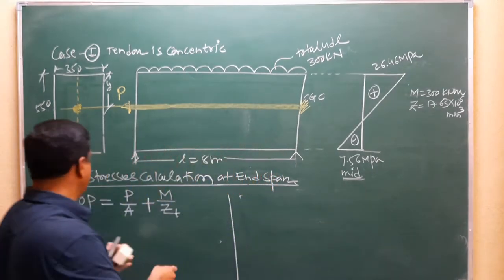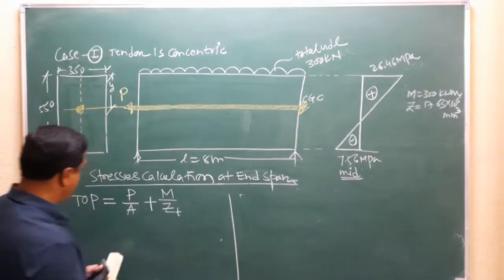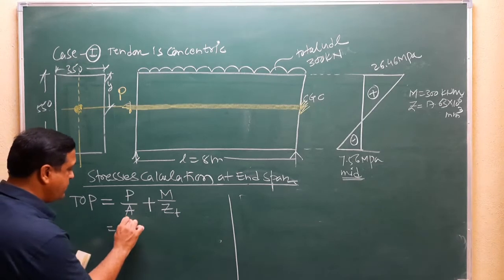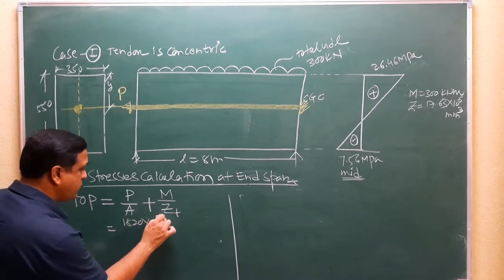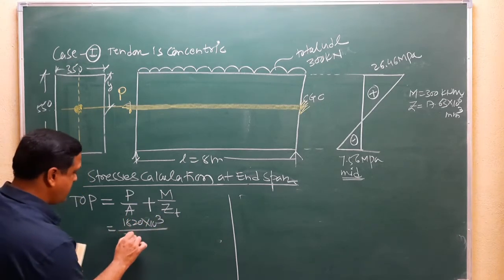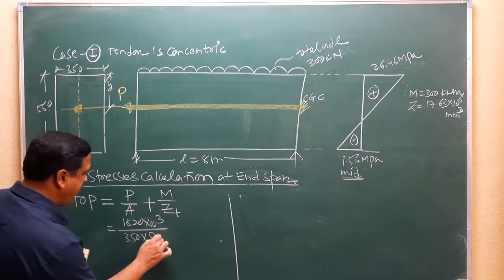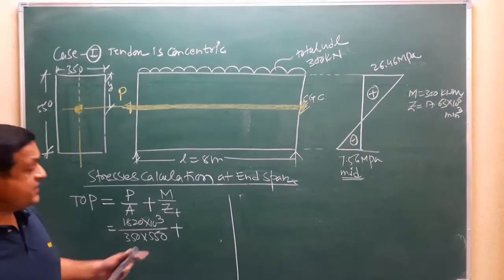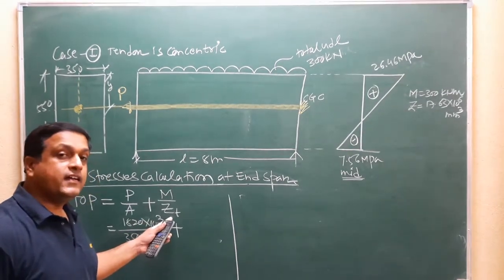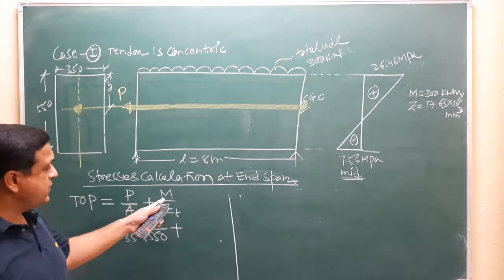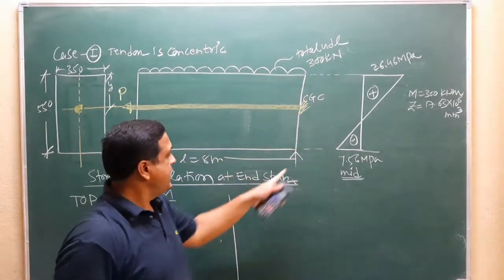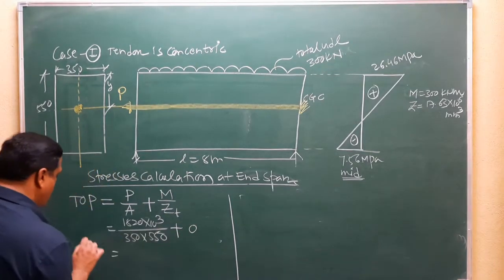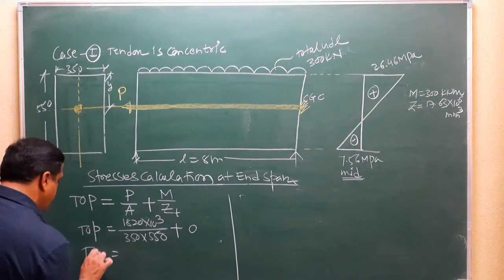I will tell you the stresses calculation at end span. Top fiber stress is P by A, M by Z. So what is the P? P is 1820 into 10 raised to 3 divided by area, which is 350 into 550, isn't it? But is the M by Z term present? No, because the bending moment at end span section is 0. So this term is obviously 0.